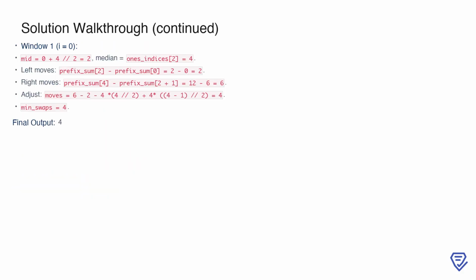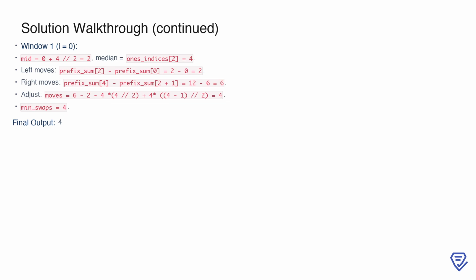For the first window, starting at i equals 0, the median position is mid equals (0 + 4) / 2, which is equal to 2, which corresponds to ones_indices[2] equals 4. The left moves are calculated as prefix_sum[2] - prefix_sum[0] equals 2 - 0, which is equal to 2, and the right moves are prefix_sum[4] - prefix_sum[2 + 1] equals 12 - 6, which is equal to 6.